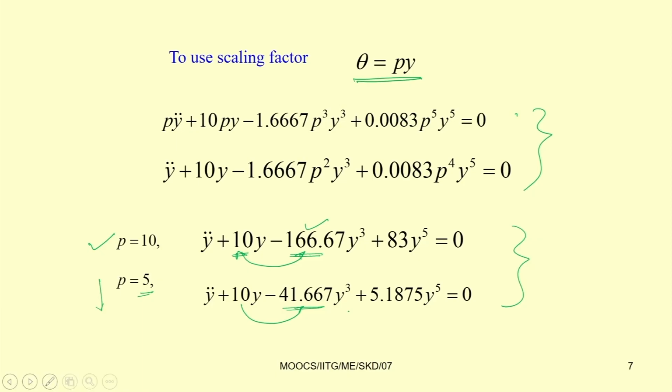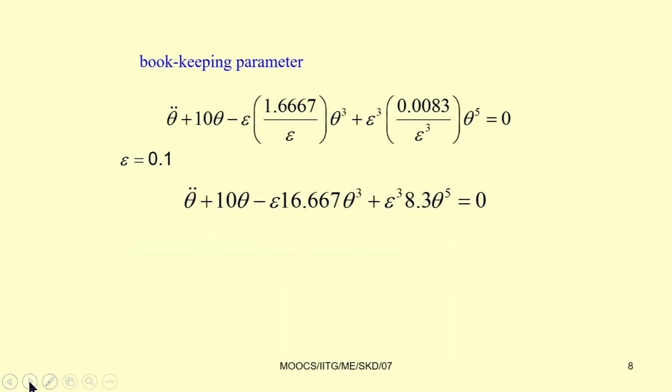So that the coefficient of the linear term, that is the coefficient of y, should be of a similar or the same order as the coefficient of y cubed, or y to the power 5. Similarly, we can study by keeping the bookkeeping parameter. The bookkeeping parameter is nothing but a parameter, epsilon, which is very much less than 1.